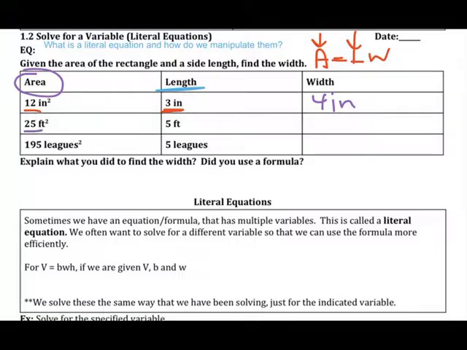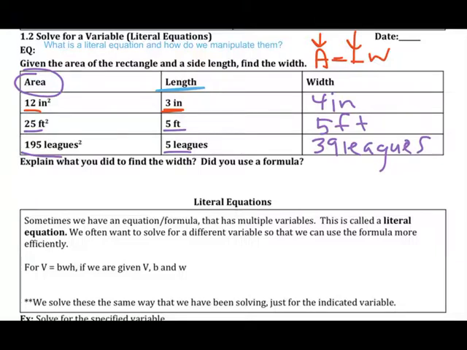If the area is 25 and one side length is 5, what times 5 is 25? 5 feet in this case. And lastly, if the area is 195, what times 5 is 195? And it's okay if you needed to use a calculator here. That's going to give you 39 leagues. Is going to be your side length.